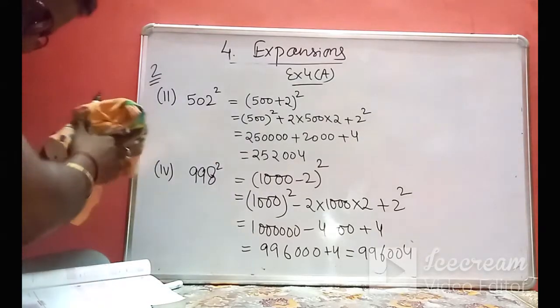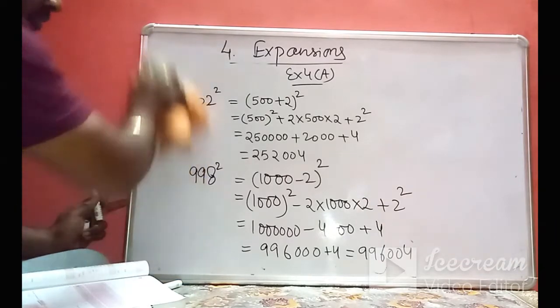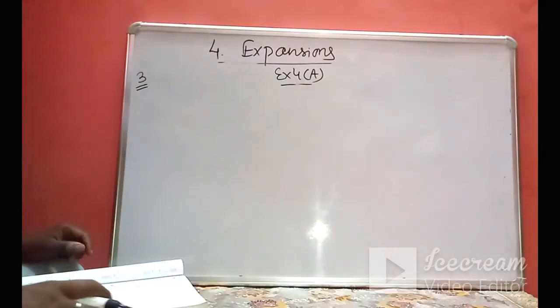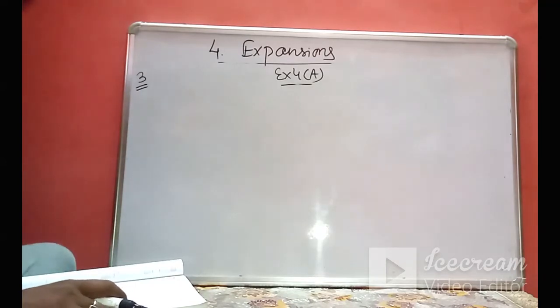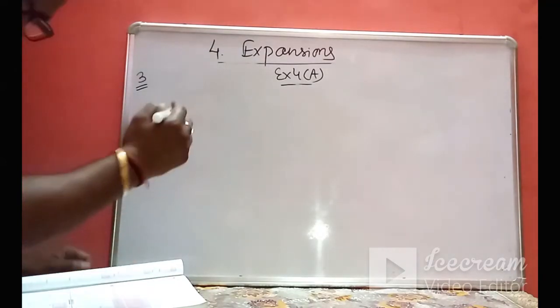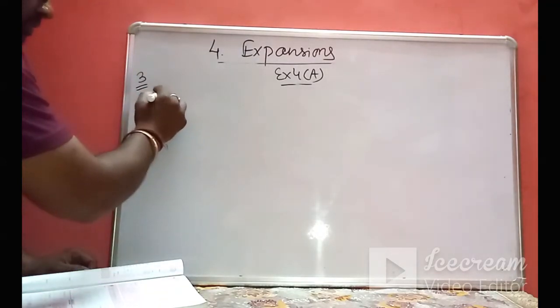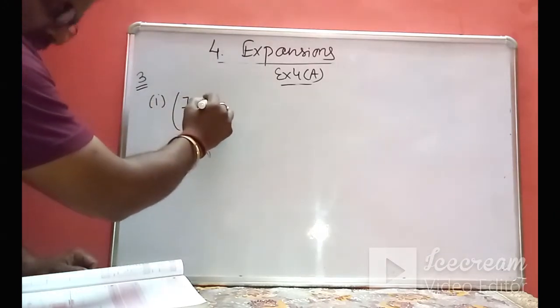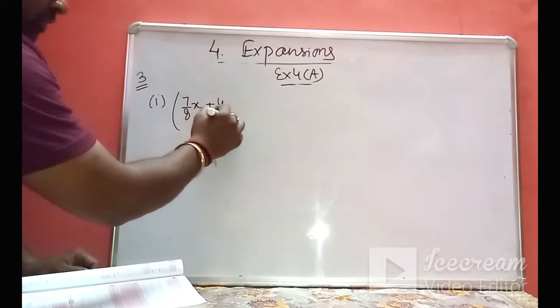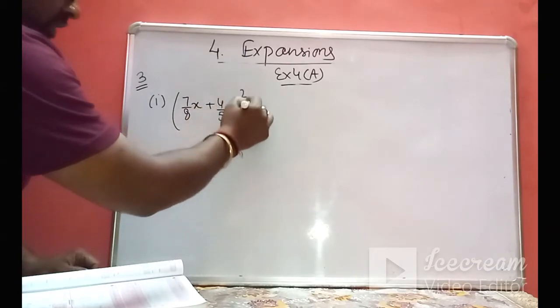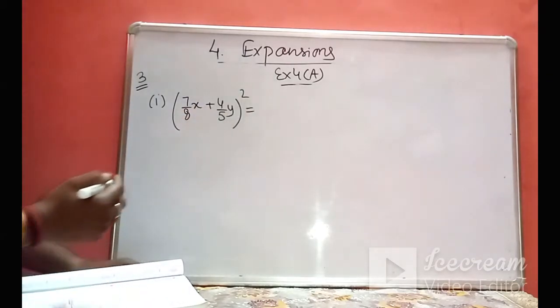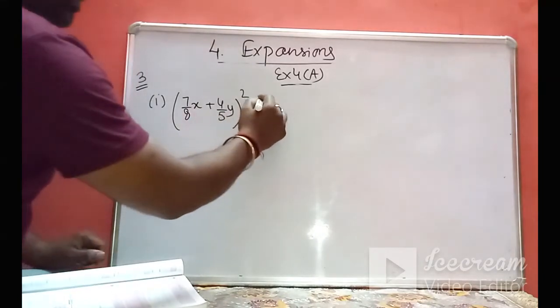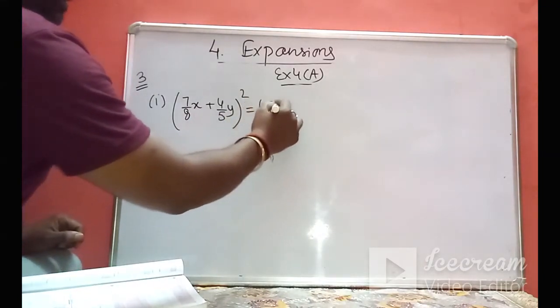Okay, now see question number 3. Now let's discuss question number 3. 7 upon 8x plus 4 upon 5y whole square. So it is again (a plus b) whole square. You can easily use, what is our a?